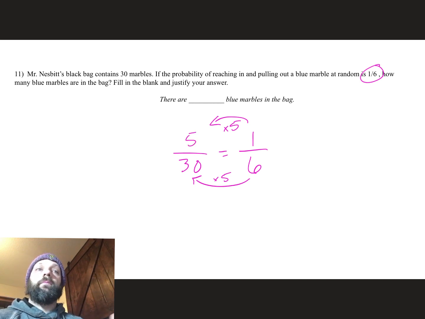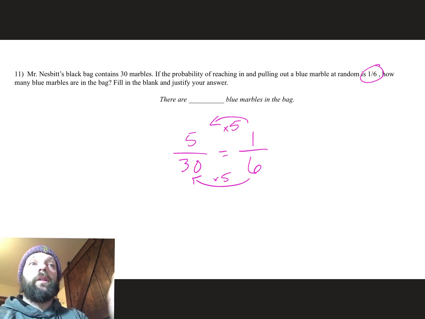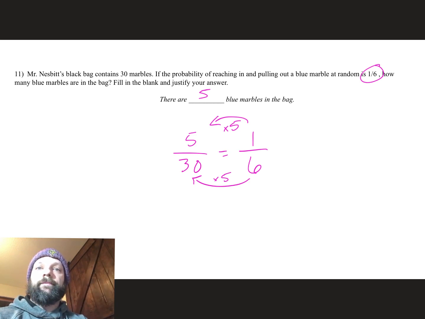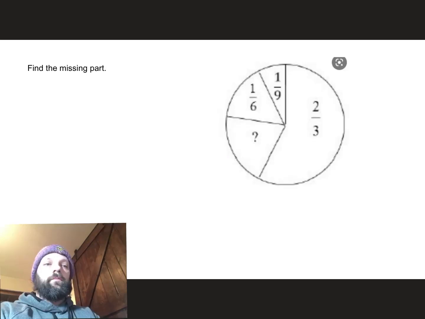And again, a common mistake was people would write 5 over 30. There are 5/30ths blue marbles in the bag. That's less than 1. Like, I don't know how you have 5/30ths of a marble. So it's actually 5 blue marbles in the bag. Okay? Again, if you don't understand this stuff, go back, like, just rewatch this part of the video.